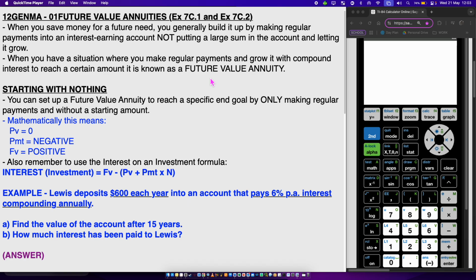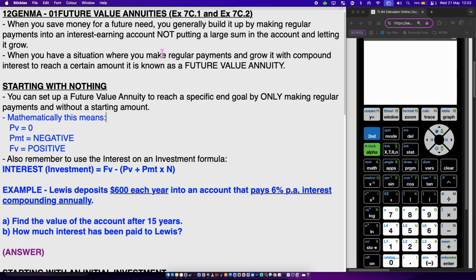So what tends to be the case is we do an annuity where we start off with nothing and then we put little chunks in. So what's the little chunks? That's the PMT in your TVM Solver. So when you have a situation where you're making regular payments and you grow it with compound interest to reach a certain amount, it's called a future value annuity.